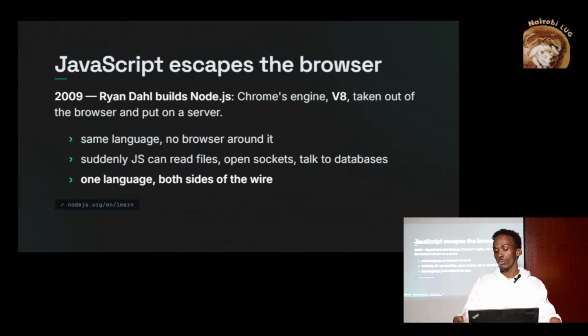In 2009, a guy called Ryan Dahl created Node.js. Node.js is a runtime for JavaScript. Programming languages like Python are themselves runtimes. JavaScript doesn't have such a thing, so it can't run on a server. It can't access file systems. It can't access network sockets and stuff like that.